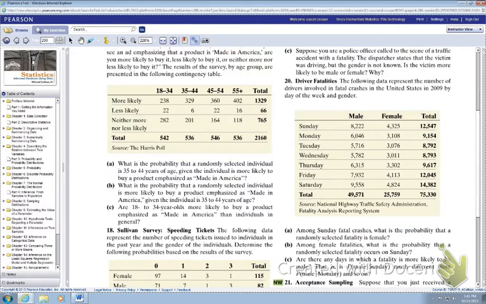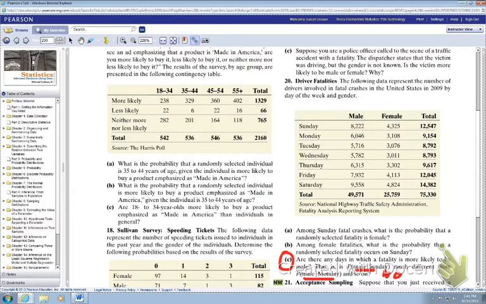Actually, I just decided that I'm going to create a totally different podcast for the next section of notes, which is counting techniques. So instead I'm just going to take a look at this last question here, part C, with that same fatalities question. It says, are there any days in which a fatality is more likely to be male? That is, male given Sunday versus male given Monday. Well, the answer to this question is no.